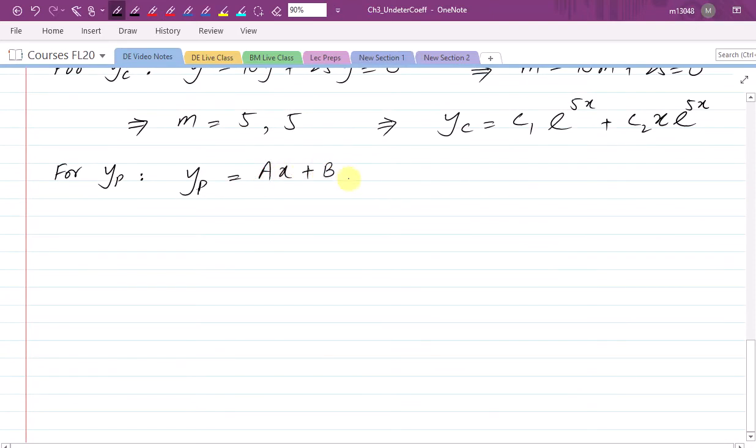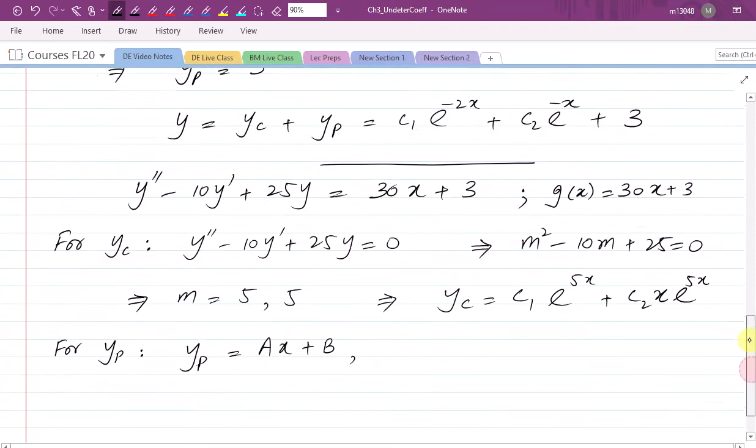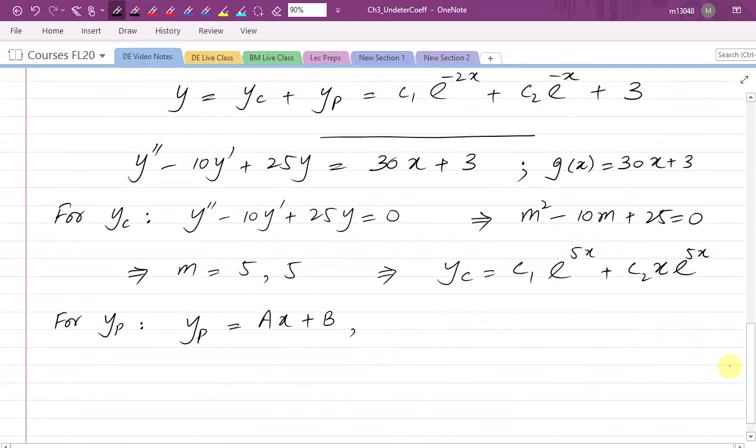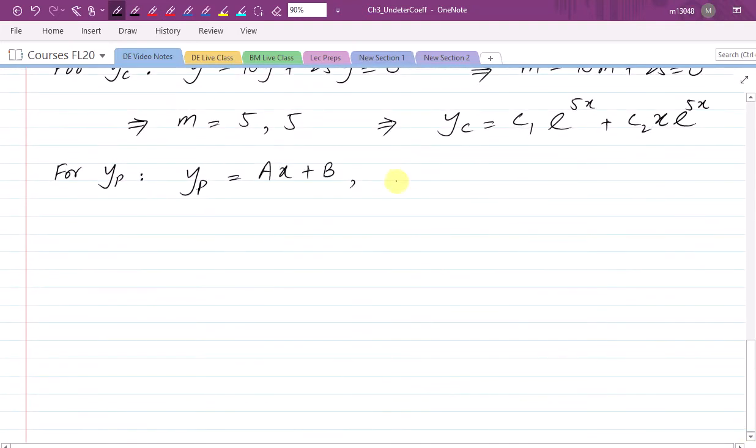Ax plus b. We need two derivatives again because there is y prime and y double prime. So we find two derivatives. Y prime equals a, yp double prime will be 0 because b is constant and a is also constant.